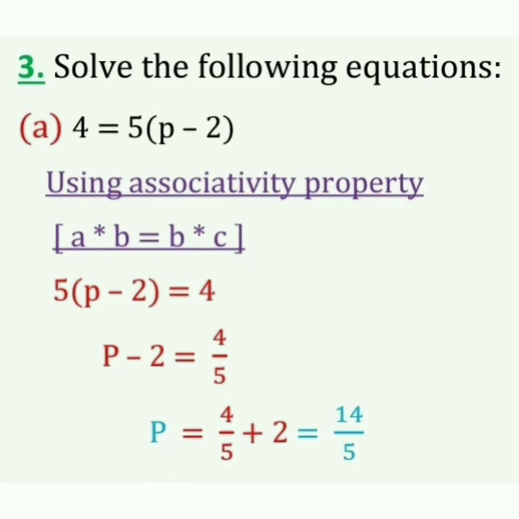So rewrite the given equation as 5 into bracket p minus 2 bracket close is equal to 4. Therefore, p minus 2 is equal to 4 upon 5. Therefore, p is equal to 4 upon 5 plus 2. Now add this: 4 upon 5 plus 2 will give you 14 upon 5. Therefore, p is equal to 14 upon 5. It's clear?